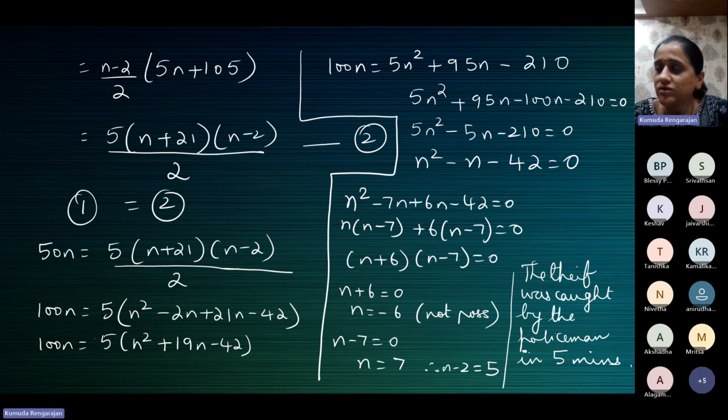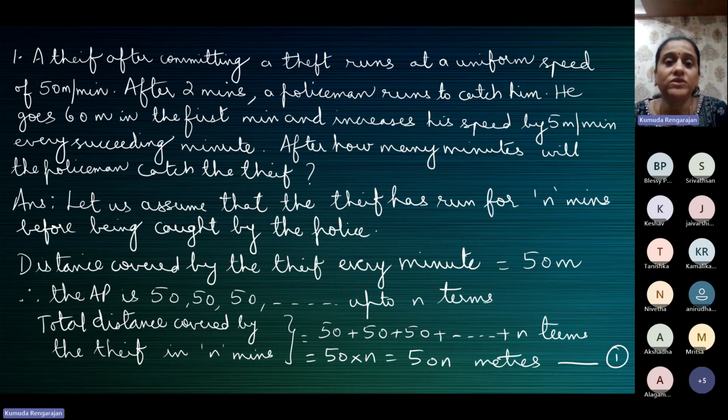Now the thief covers 50 meters every minute. I forgot to say, he runs at a uniform speed. He's very disciplined. So every minute he covers 50 meters. First minute 50 meters, second minute 50 meters. So he runs at a uniform speed, the thief.